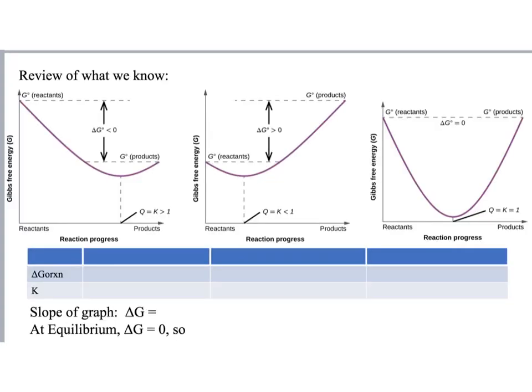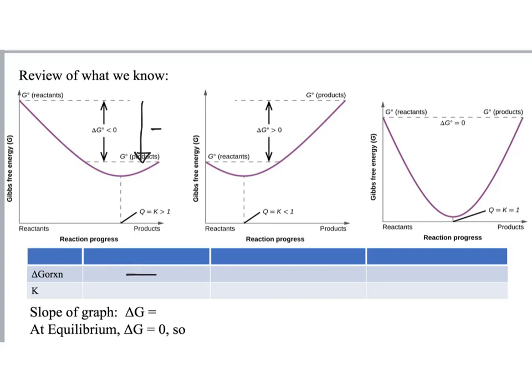So you might recall that when we were talking about thermodynamics, we looked at graphs of Gibbs free energy as the reaction progressed. And I've got the three different possibilities for what this graph looks like shown here. The first graph here would represent a reaction that has a negative Gibbs free energy. And we know that because the beginning to the ending of the graph goes down.